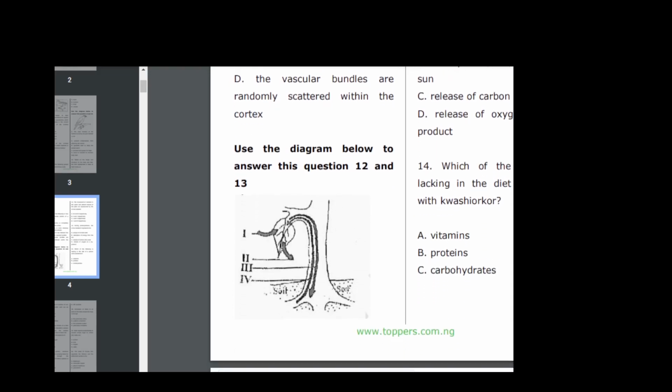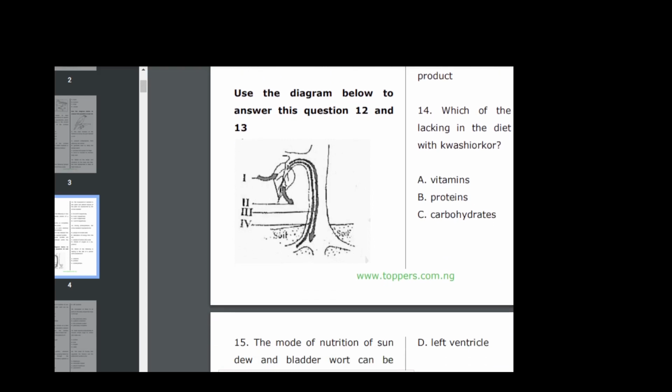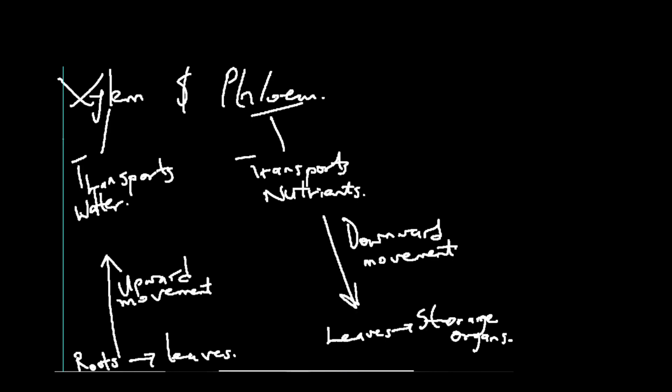Then we have the next question, which is: which of the following is lacking in the diet of a person with kwashiorkor? Now, a lot of people usually have a misconception about this. Kwashiorkor is not as a result of excess consumption of carbohydrates. No. Actually, we have what we refer to as a balanced diet.